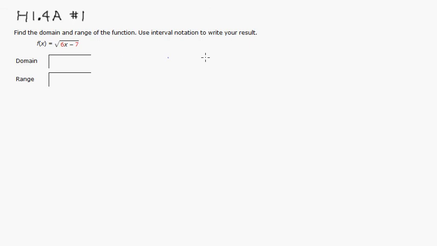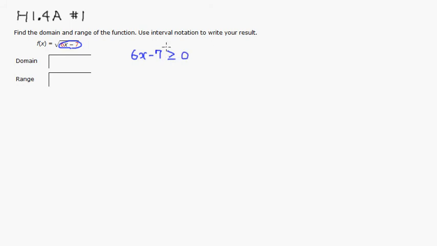Right, so remember that whenever you have a square root, there's a rule that we have to make sure that the expression inside the square root must be non-negative. So in this case, 6x minus 7 must be non-negative, which means that it has to be greater than or equal to 0.